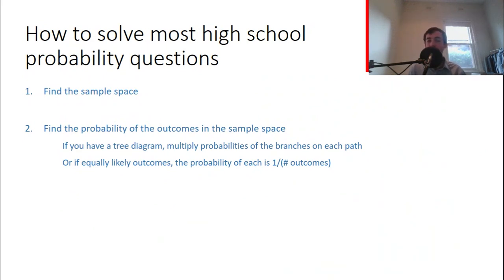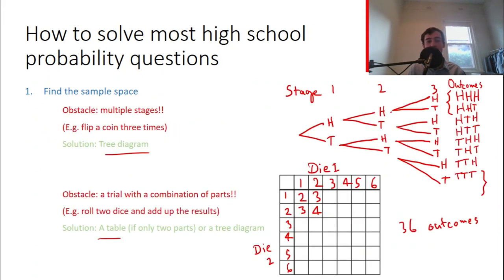Now, the easiest way to do this is, let's say that they're equally likely outcomes. So if you have a big tree diagram and here's all your outcomes, and you know they're just as likely, then the probability of each one is 1 divided by how many outcomes there are. So this will be 1 over 8 to get H. Because if you're flipping a coin 3 times, it's just as likely that it's going to go down any of these paths.